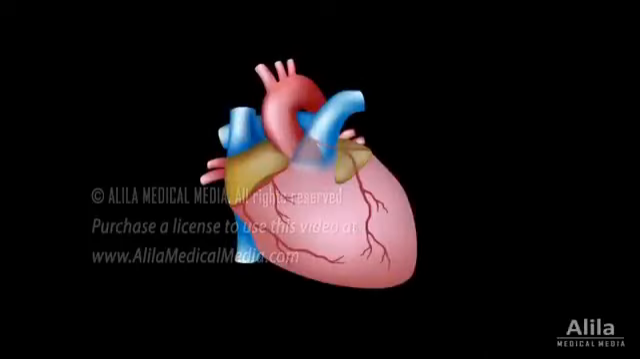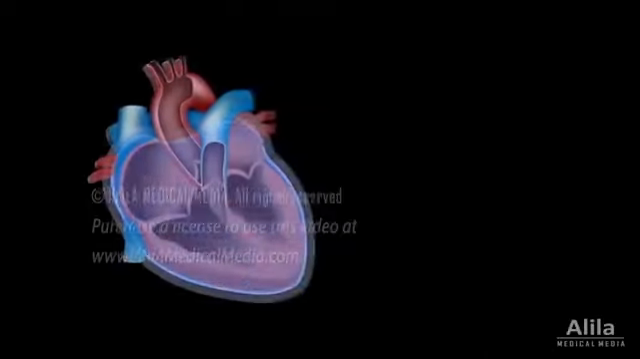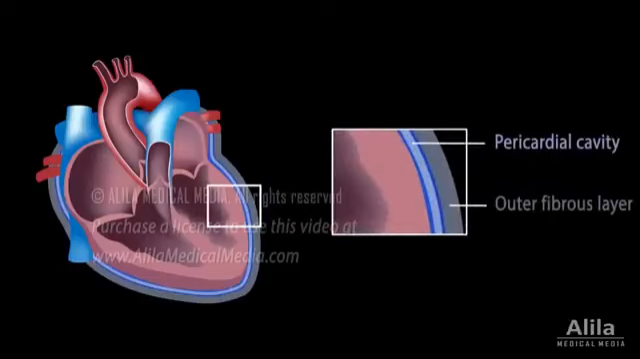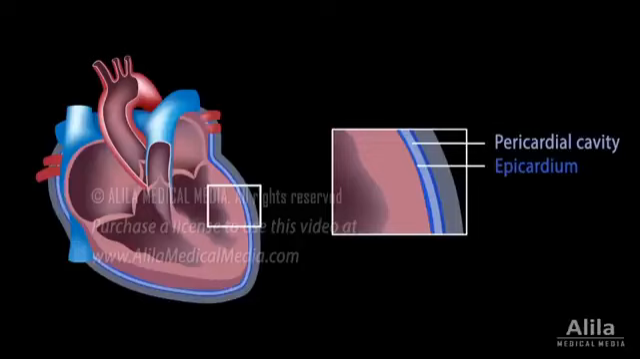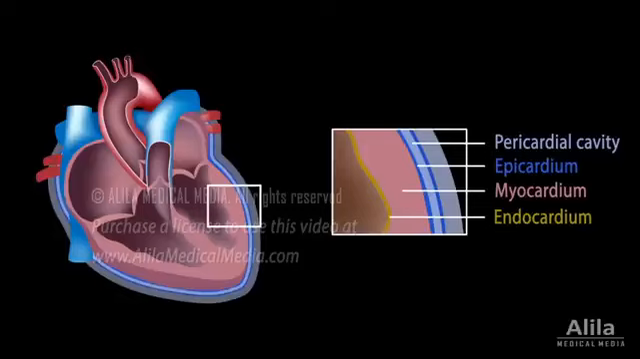The heart is enclosed in a double-walled protective sac called the pericardium. The pericardial cavity contains a fluid which serves as lubricant and allows the heart to contract and relax with minimum friction. The heart wall has 3 layers. The outer layer, epicardium, lines the pericardial cavity. The inner layer, endocardium, lines heart chambers and valves and is continuous with the endothelium of blood vessels. And the thick middle layer, myocardium, is the muscle tissue responsible for the beating of the heart.